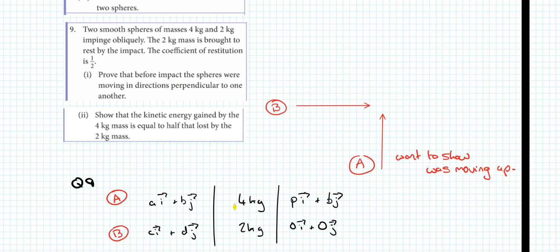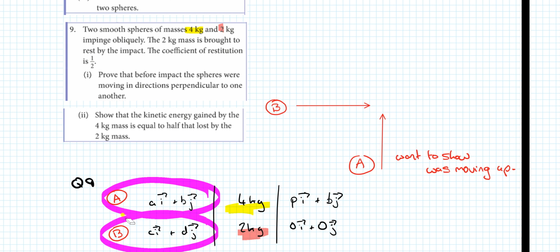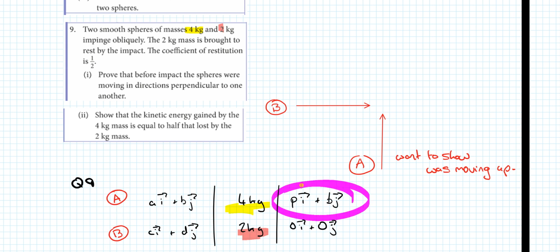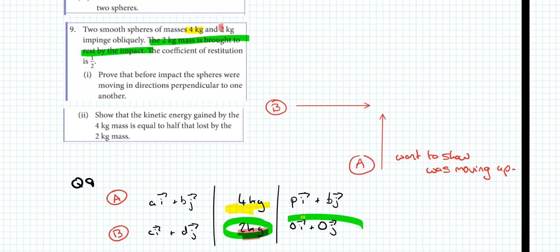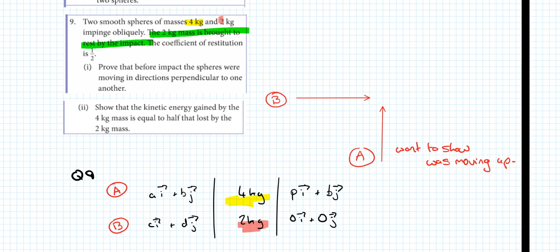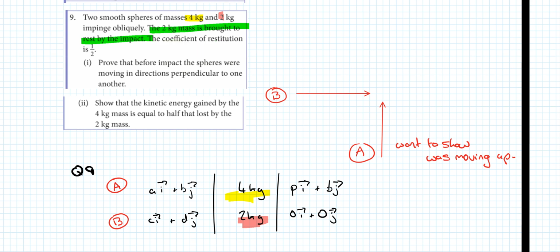Doesn't really tell me an awful lot about the question. I know the 4 kilogram mass and the 2 kilogram mass, fantastic. I don't know their velocity before. I don't know the velocity after, but I do know it says the 2 kilogram mass is brought to rest by the impact. That's important. Really useful. Okay, well, we don't really know what else to do. We know the coefficient of restitution, but I don't know what else to do.